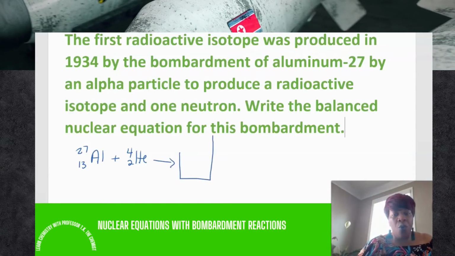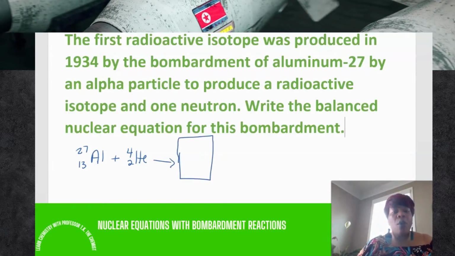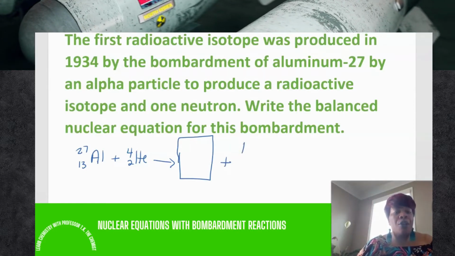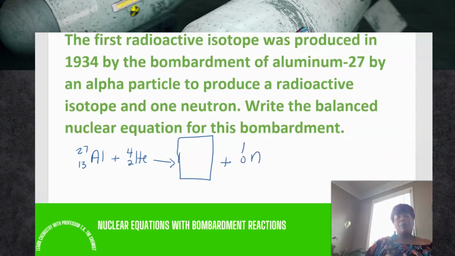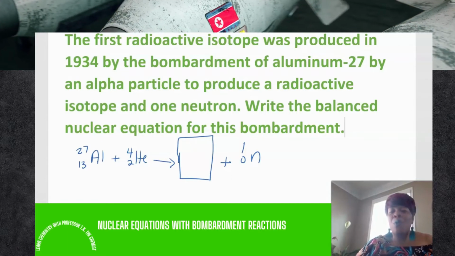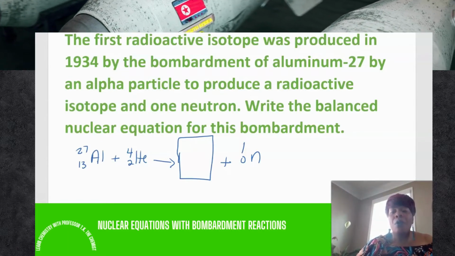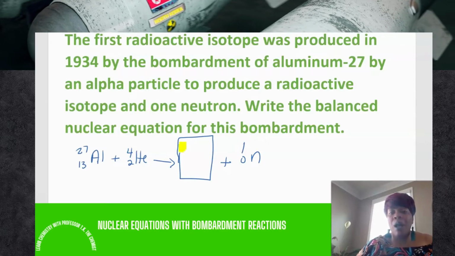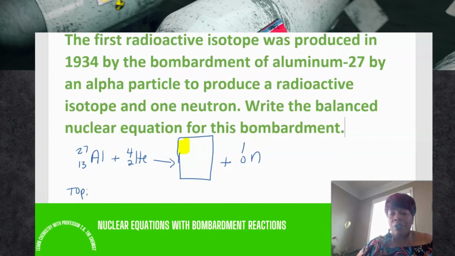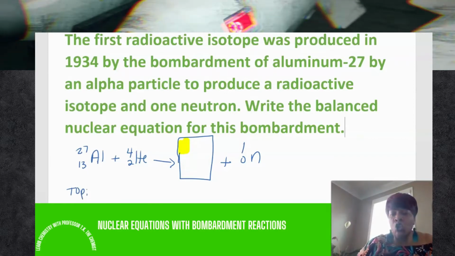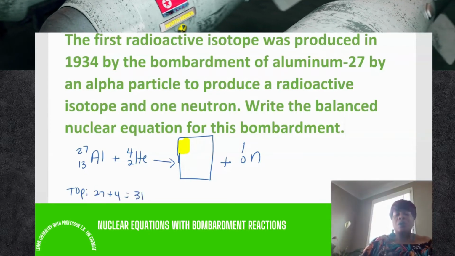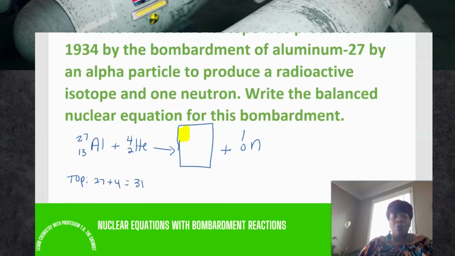We want to know what the new nuclear equation is once it was also produced with one neutron. And that's what the neutron represents, 1, 0, and N here, okay? Now, remember what we did before. To discover what we're going to put for our top number in this particular block, we need to go back to figuring out what the left side is going to be equal to. So our top number, 27 plus 4 equals 31. So that's what we're going to look at for the top number to be equal to on the right-hand side.